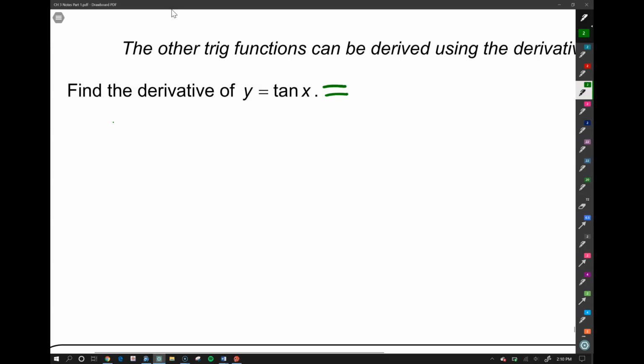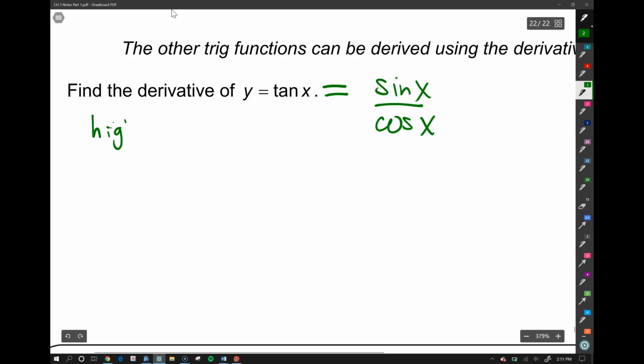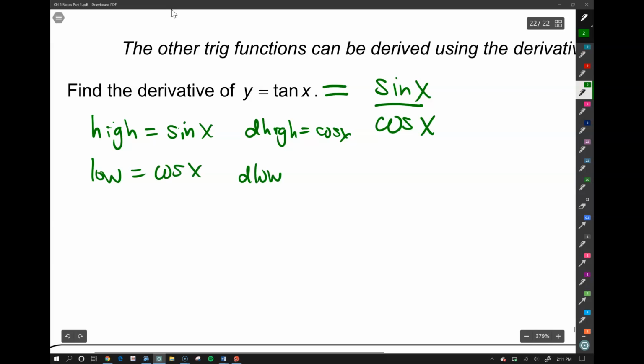Okay, so tangent is just sine over cosine. Interesting. This is quotient rule. We need to find the quotient rule. Okay, so my high is sine. What is d high? Cosine. Derivative of sine, cosine. My low is cosine. What is d low? What's the derivative of cosine? Negative sine. Okay. So if I'm wanting to find the derivative, I can use the quotient rule.